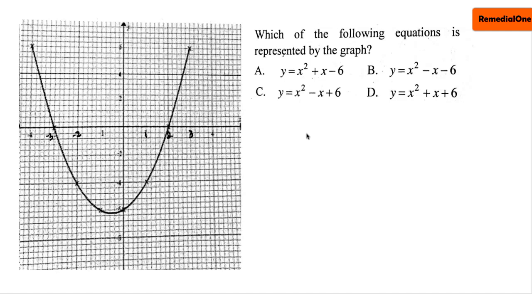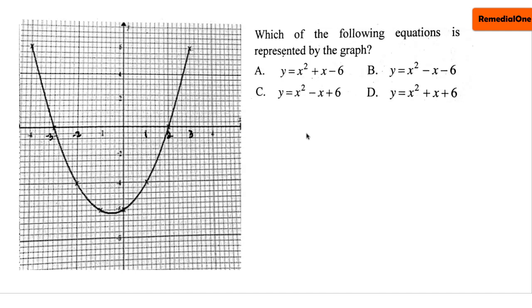Today we're going to look at quadratic graphs, how we can interpret them. In case a graph has been given, can you come out with the equation? Can you come out with a line of symmetry? Can you come out with even the scale?